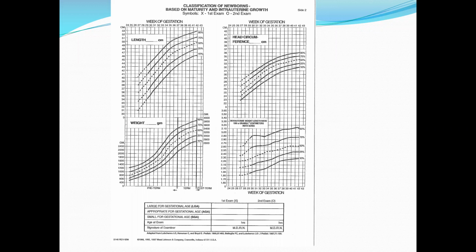Male genitals, the scrotum is empty. There's faint rugae. Rugae are folds. And now add up your score and see what the neuromuscular and physical maturity add up to. So add total all your boxes that you checked.